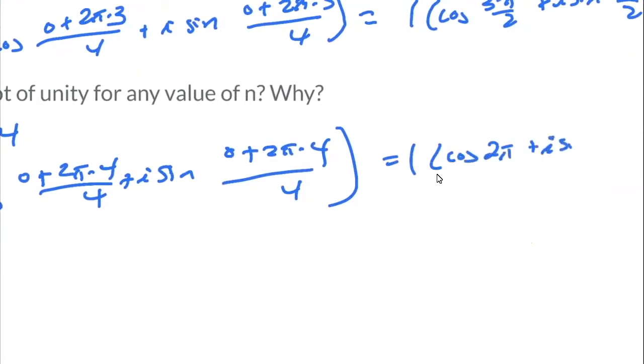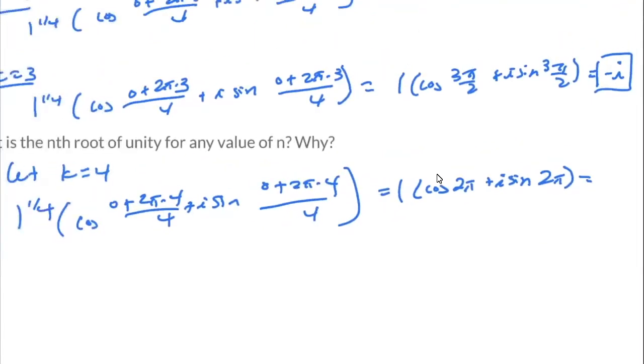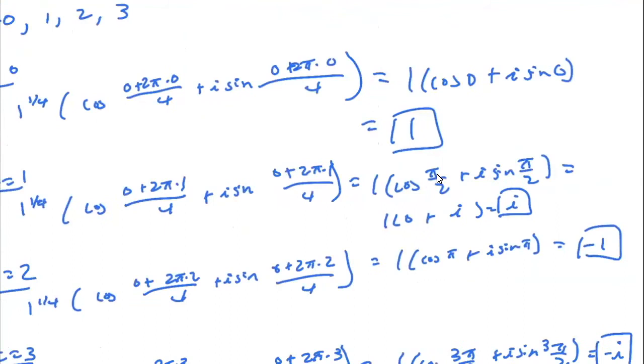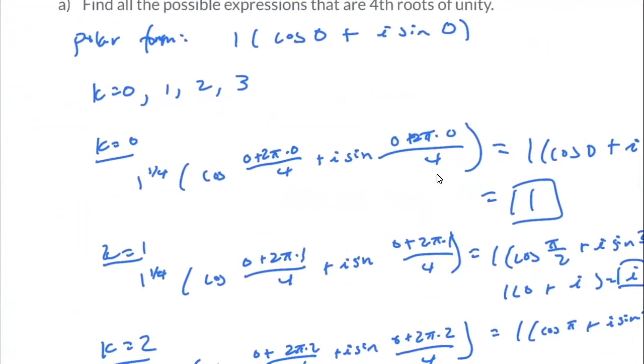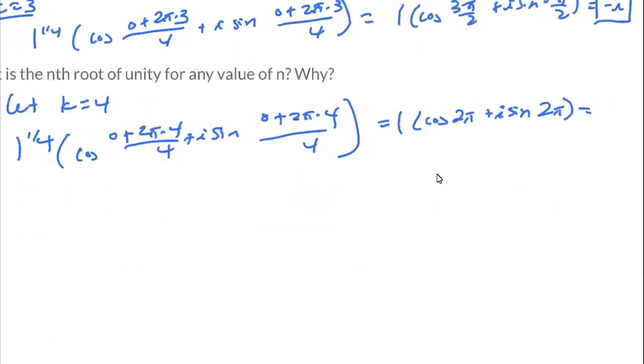I sine of 2 pi. So you're going to end up getting 2 pi. And so that means that you've made one full revolution around your circle. So you should end up with the same value that you get for k equals 0, which is always going to be 1 when you're calculating a root of unity. So this just ends up becoming 1 as well.